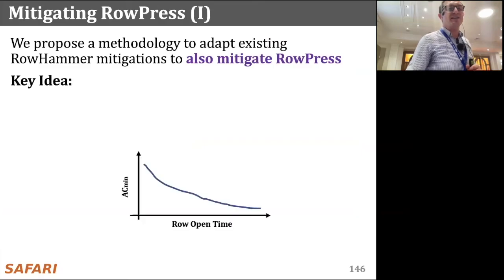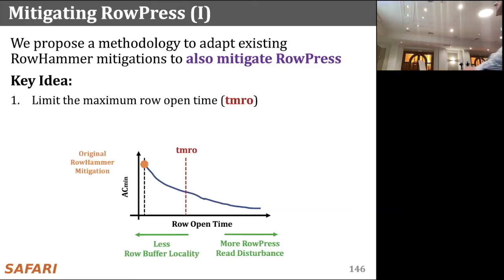Okay, so how do you mitigate this? Very quickly, the key idea, well, there are many types of mitigations that you can have. You can change the DRAM. We talk about some of those mitigations. Or you can change your RowHammer mitigations. I think you need to limit the maximum row open time so that you can exploit row buffer locality a little bit, but not destroy row buffer locality completely.